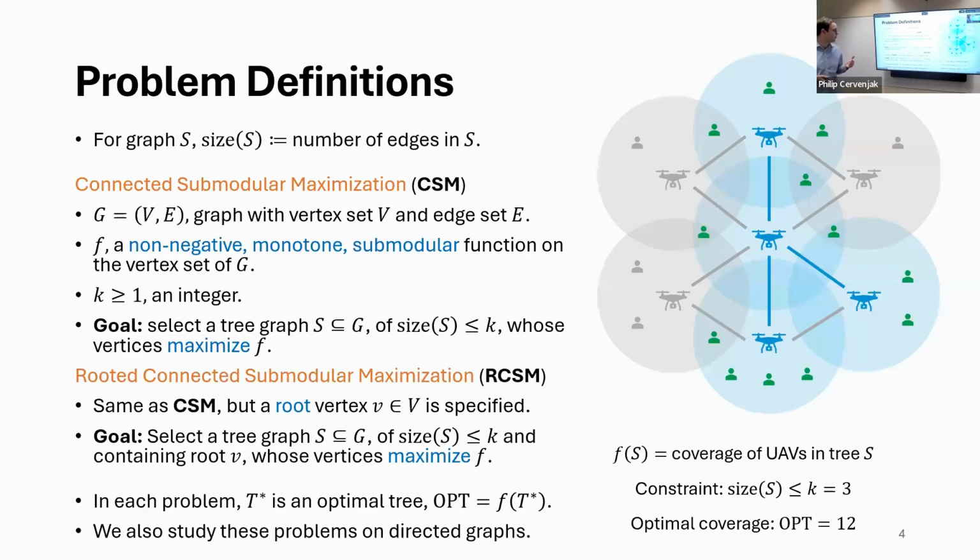And then we also define a rooted variant. So this is not really studied as much, but it's just there as a subproblem that we use throughout our algorithms. So it's defined exactly the same, except we now specify a root vertex called V. And we just have this extra constraint on the graph that it has to contain that root vertex, while again maximizing the submodular function. And we define T star to be the optimal tree or the optimal solution, and OPT is the value of this tree.